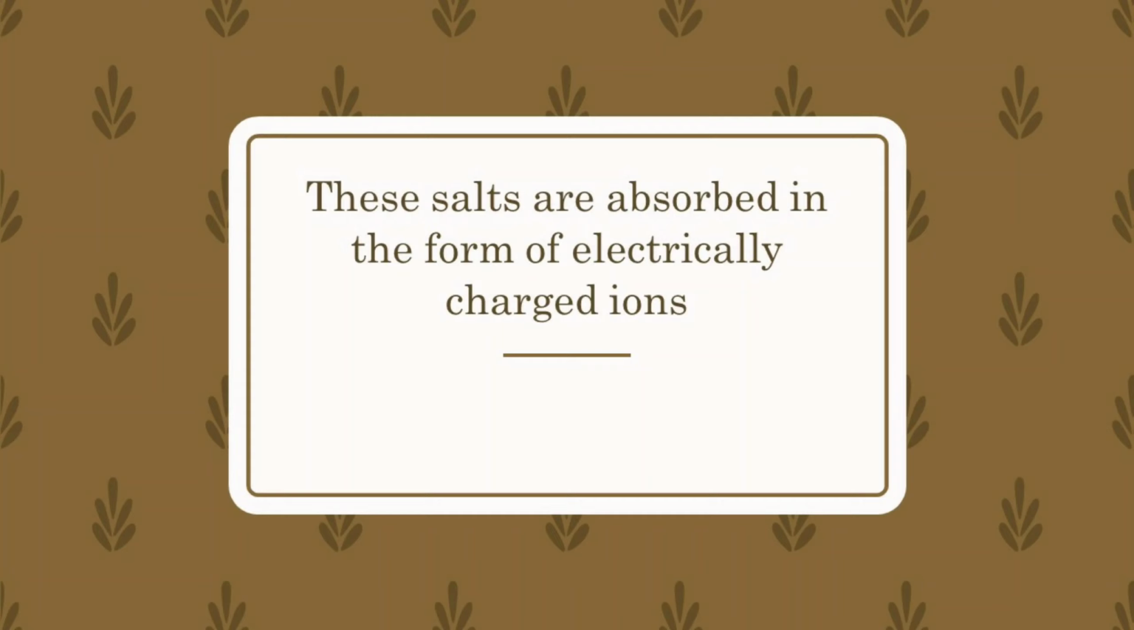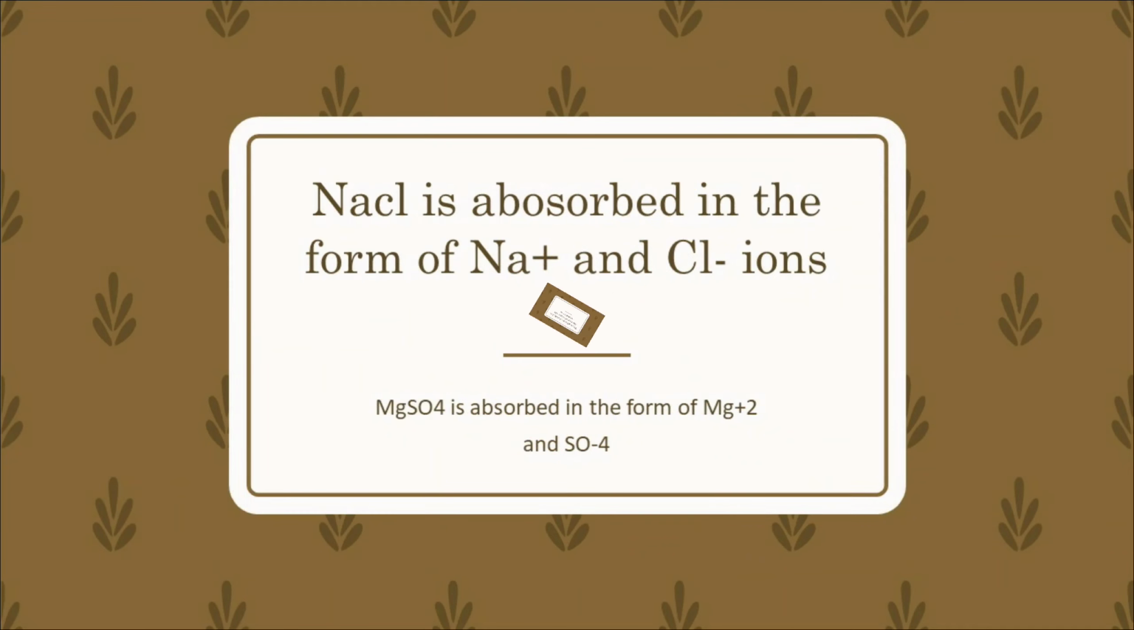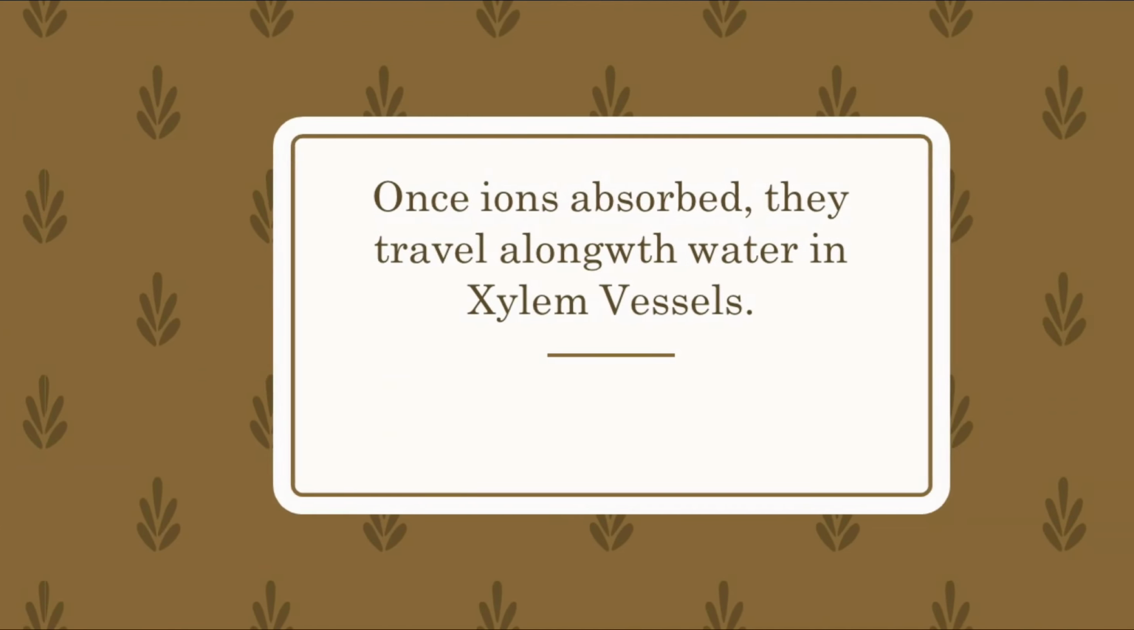What are the salts? For example, sodium chloride and magnesium sulfate. These salts are not absorbed as NaCl or sodium sulfate. They are absorbed in the form of ions. Sodium chloride is absorbed in the form of Na+ and Cl-, that is sodium and chloride ions. In the same way, magnesium sulfate is also absorbed in the form of magnesium ions and sulfate ions.